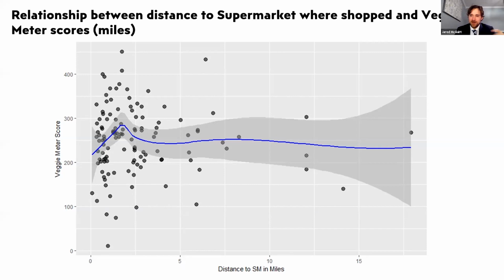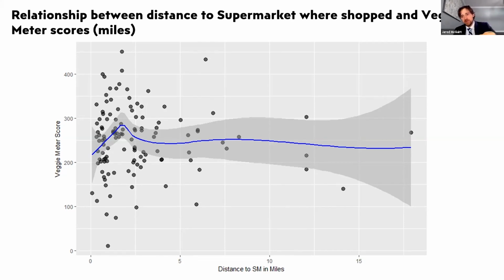And so I actually plotted this out. And as you can see here, the relationship between distance to the supermarket where they shop and Veggie Meter scores is actually, and I think this is really important, really interesting. So I spent a lot of time looking at this chart and thinking about this chart. And it goes back to the distance decay theory chart. These things are complex and things change based off the distance, right? And so what we actually see, at least with this sample, is that the people that live closest to the supermarket actually have lower Veggie Meter scores.